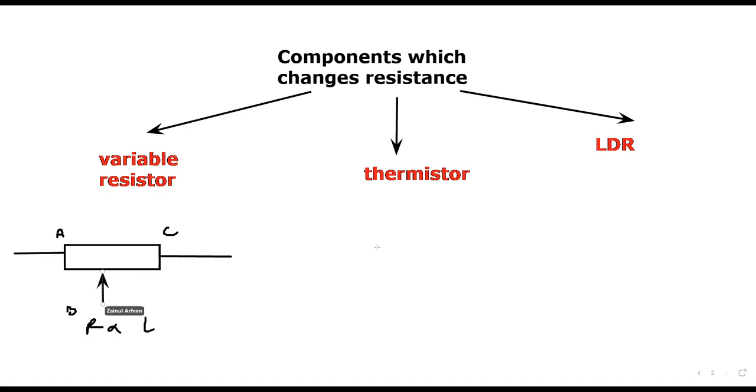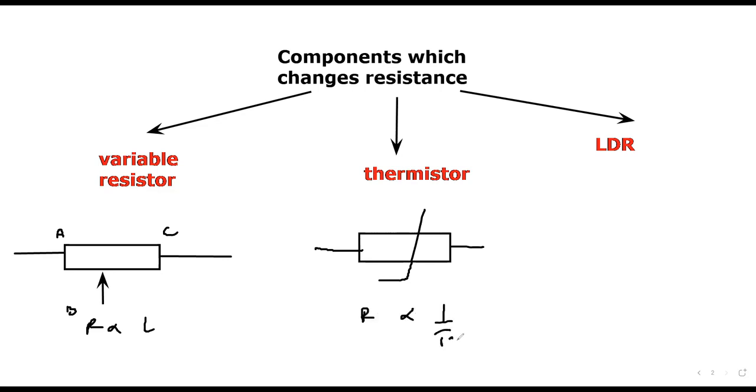But for a thermistor, what happens? This is the circuit symbol for a thermistor. Its resistance is inversely proportional to temperature. When the temperature is high, its resistance will be low, or the other way around, if the temperature is low, its resistance will be high. And the third one is a light dependent resistor.